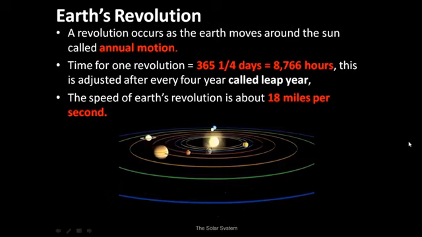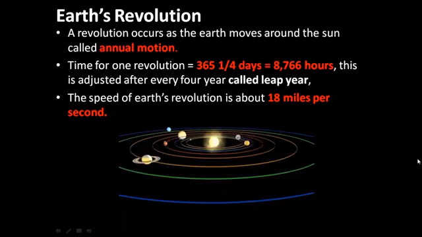Now we'll understand what is Earth's revolution. A revolution occurs as the Earth moves around the Sun, called annual motion. As you can see in this animation, Earth on its own orbit is revolving about the Sun on a particular path, and at the same time it is also rotating on its own axis. As you can see, all other planets are doing the same.